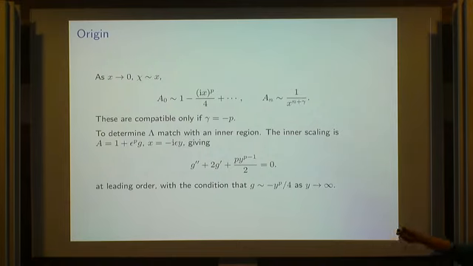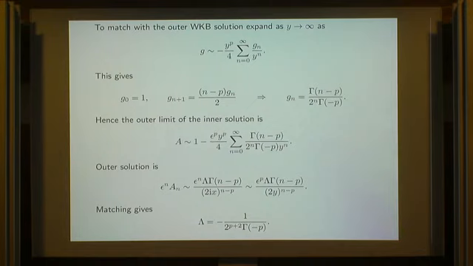Based on the fact that I'm going to rescale x with epsilon, and there's an x to the p here, I'm going to say A is equal to 1 plus epsilon to the p G. You stick that in and G satisfies this equation. And then this condition here tells me that G should be minus y to the p over 4 as y goes to infinity. And so now I've got that equation for G.